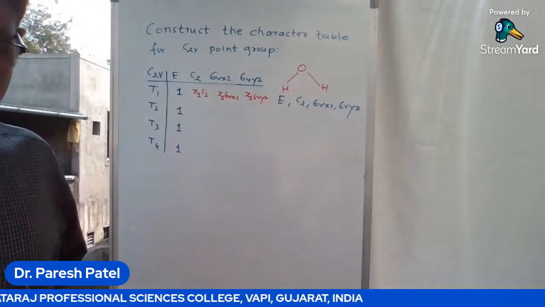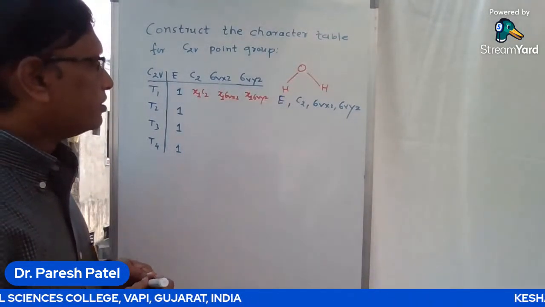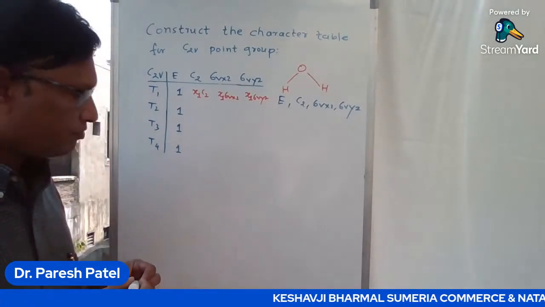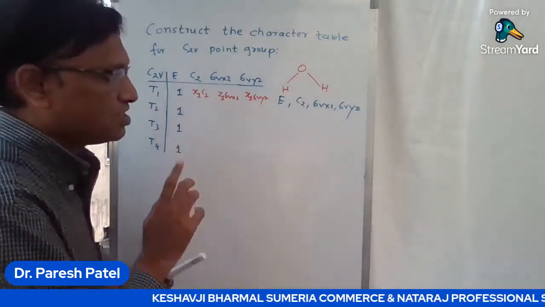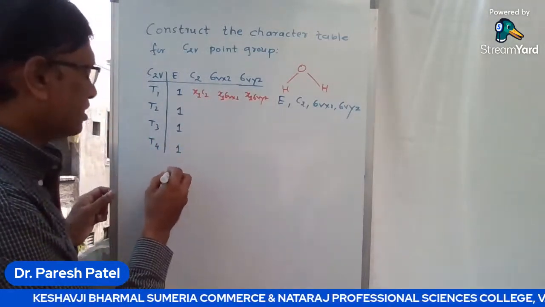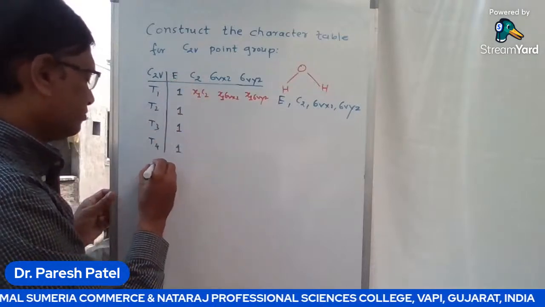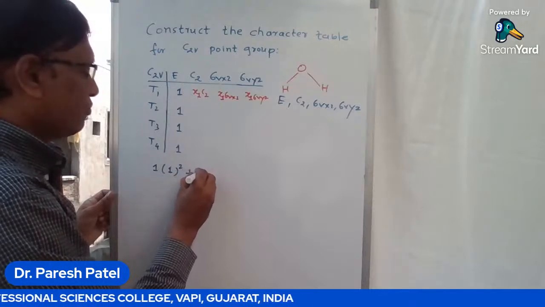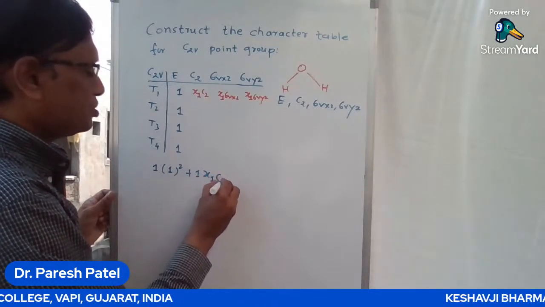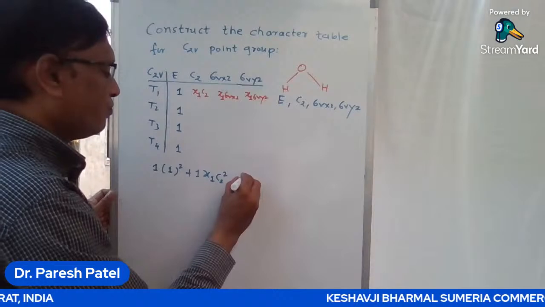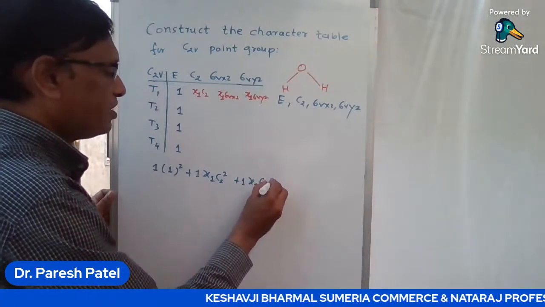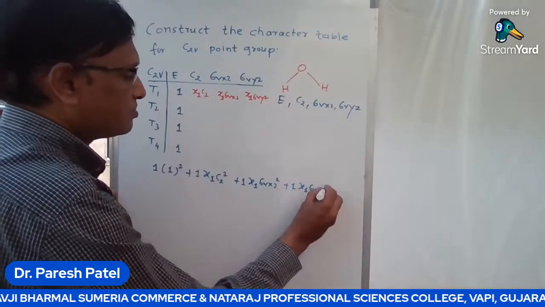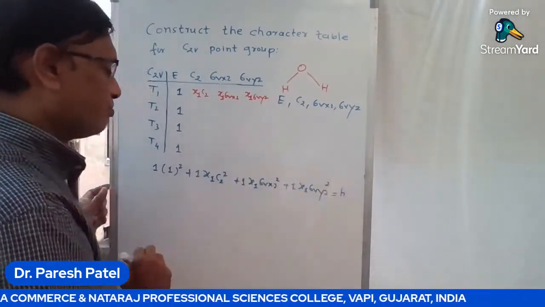According to the characteristics number 3, the sum of the square of the character is equal to order of a group. So we can represent it as 1 into 1 square, where 1 is equal to number of that symmetry operation. Again, 1 into character 1 C2 square plus 1 into character 1 sigma V xz square plus 1 into character 1 sigma V yz square is equal to order of a group.